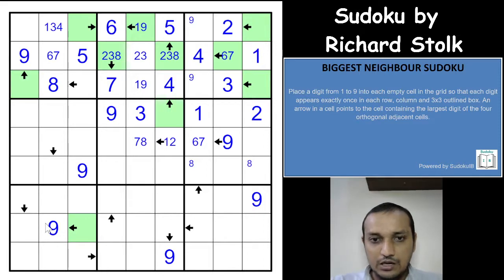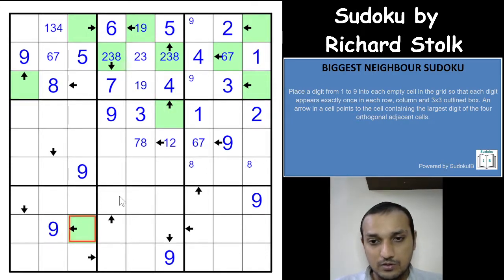Okay, now maybe let us go with 8. I think 8 should be the one we should go for. Let us try an 8 now. Where can 8 be? So 8 can be in one of these 2 cells. So 8 cannot be in any of these 3 cells. 8 would have to be in one of these 2 cells.